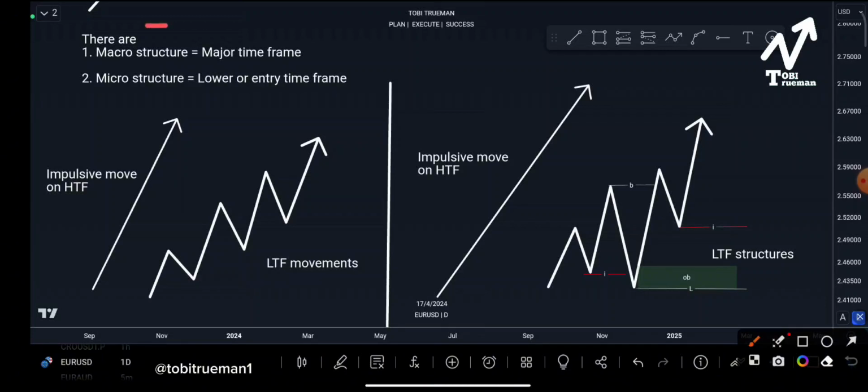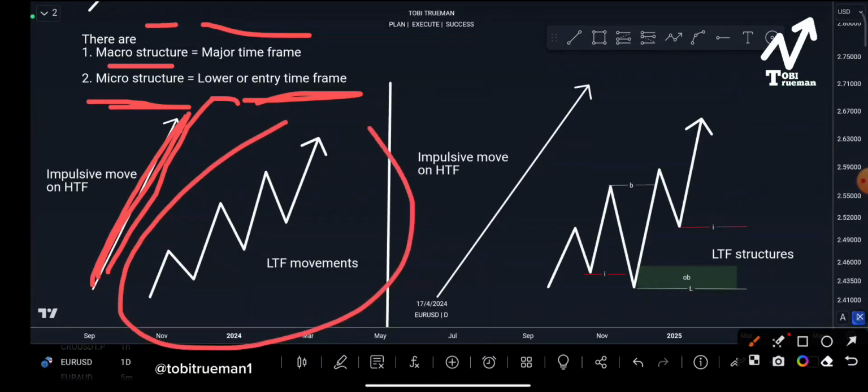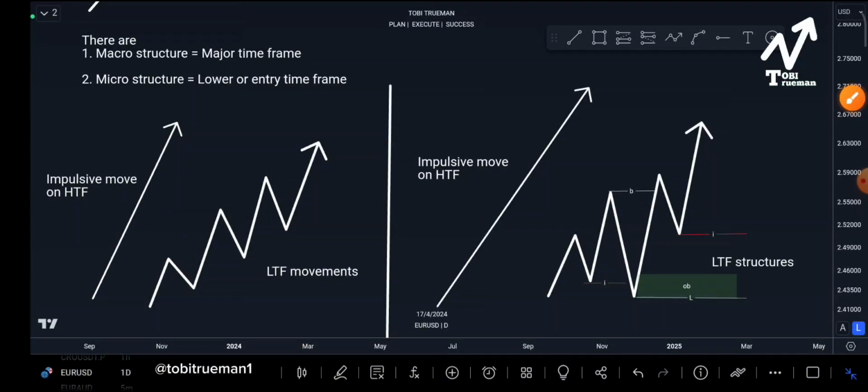There is macro structure. Macro structure is used for the major time frame, which is the higher time frame. Then we have micro structure, which is used for the lower time frame or entry time frame structure. When you have an impulsive move, just one leg of different candlesticks moving in a straight line on the higher time frame, by the time you switch to the corresponding lower time frame, you see the market making high, low, high, low, high, low, just like a regular market movement.